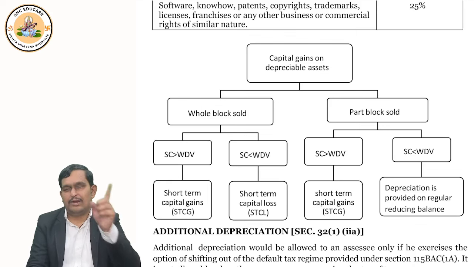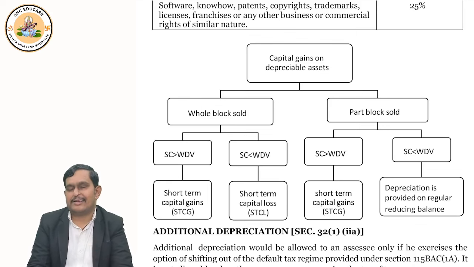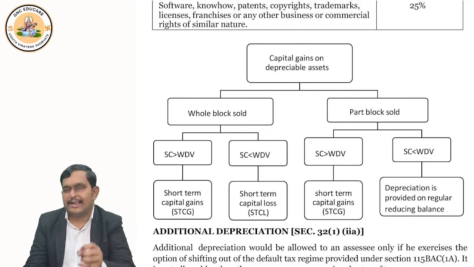Now you may see the whole content and ask me a question. The question is, sir, why short term, short term, short term? Because there is a section in the capital gains chapter which says that if there is a capital asset which is depreciable, it will always be a short-term capital asset. So depreciable assets are always short-term capital assets. So obviously the gain will be short-term and the loss will also be short-term. Clear? Very good. Now let's come to additional depreciation.